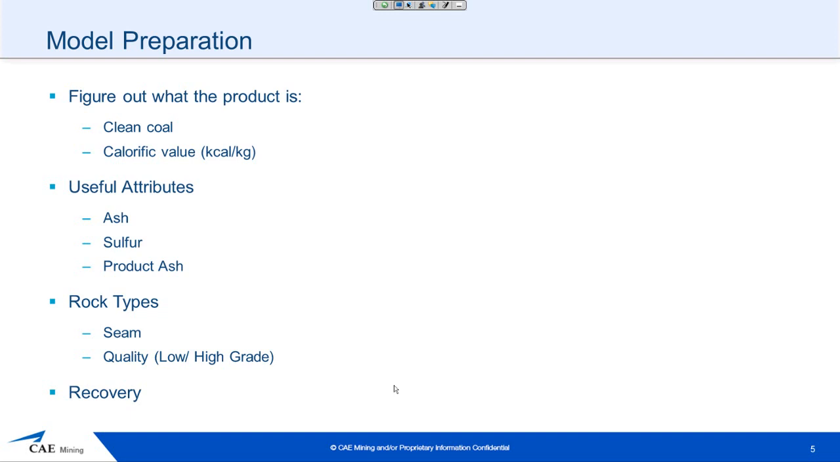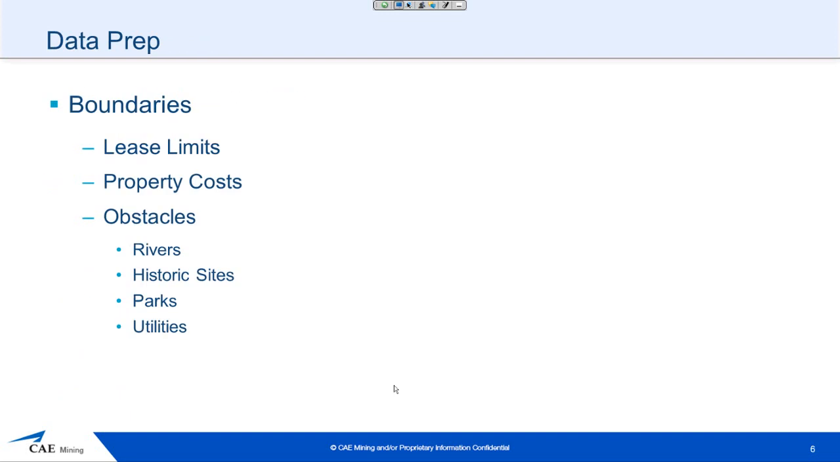Other data that we can prepare is boundaries. If you've got leases or property limits, we can also set up boundaries that represent something that has a cost. So maybe you have a block model in an area, but you don't have the land access rights, but you do know how much it would cost to get access to that. We can build that in, or have the Lerchs-Grossmann model consider those capital costs. Other things, obstacles, rivers, historic sites, parks, utilities, anything that we can apply a cost to, we can have the system take care of that. And we are able to do all of those just as boundaries in plan.